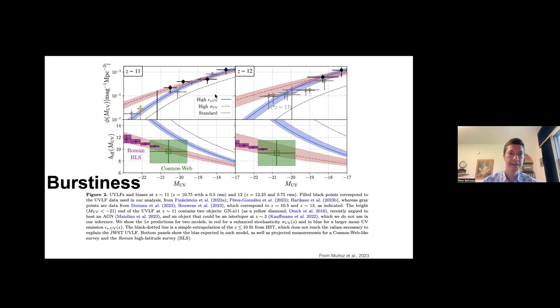So the thought is that if you have a constant efficiency versus a high scatter, then you can get different constraints for the same number densities by looking at the different clustering of the neighbors around.